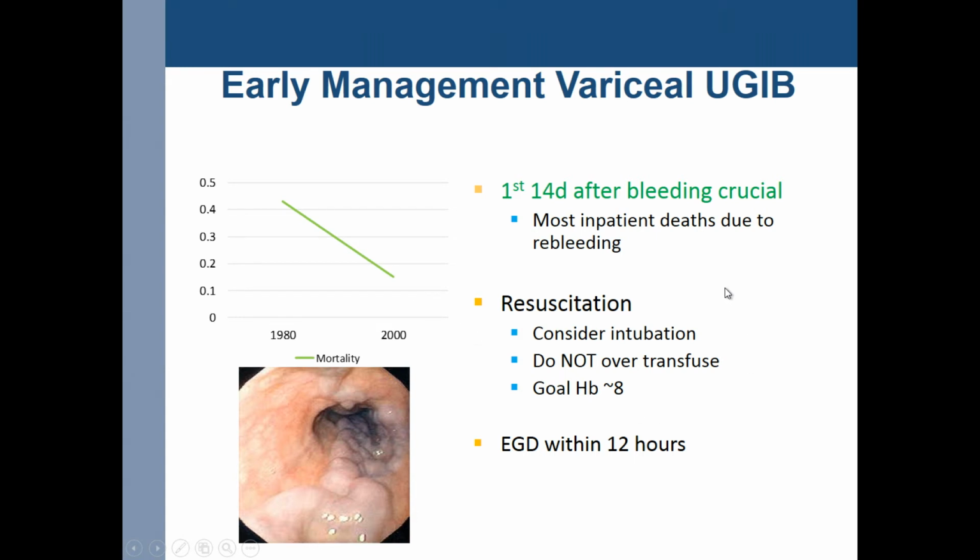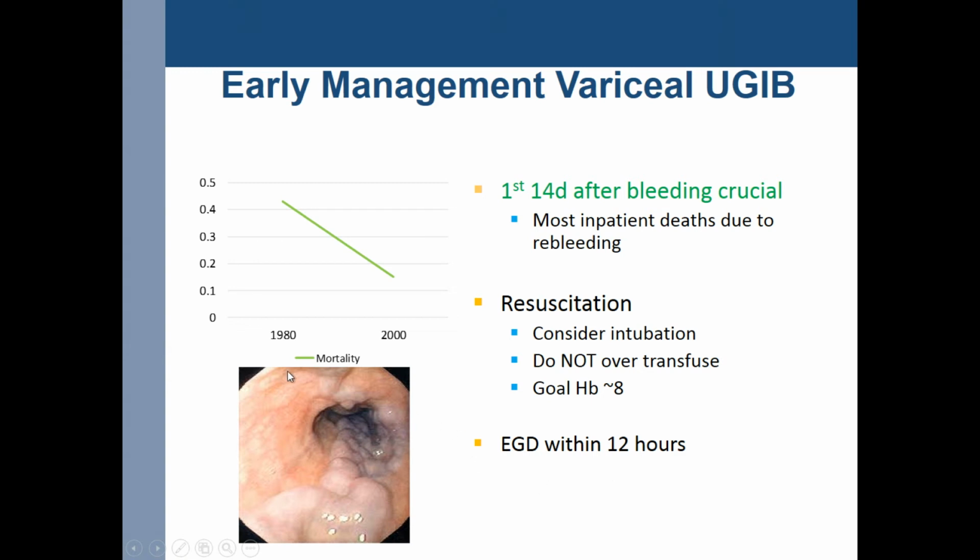And in this patient population, resuscitation is a little bit different, as I alluded to earlier. You should definitely consider intubating these patients. I would have a very low threshold to intubate these patients to protect their airway when we're doing the upper endoscopy because blood can reflux back up from the esophageal varices and they could aspirate that, which would be a bad situation. And it's also important not to over-transfuse these patients because that could exacerbate the variceal bleeding by plumping up the varices. So the goal hemoglobin is about 8, and EGD should be performed within 12 hours in all these patients.